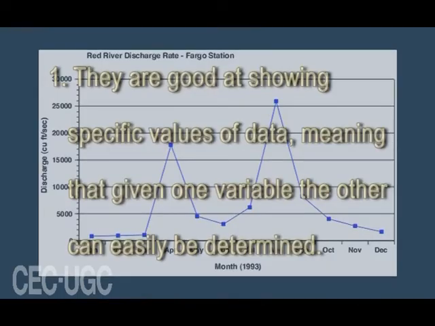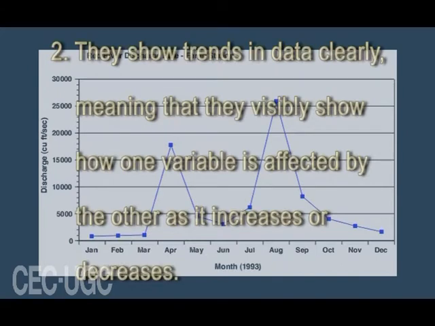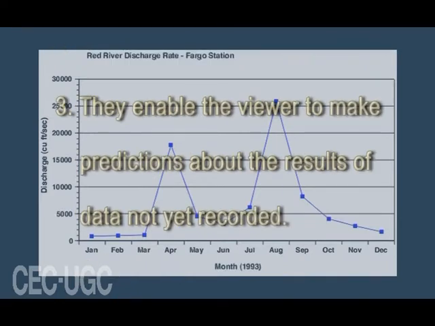Characteristic features. Each type of graph has characteristics that make it useful in certain situations. Some of the strengths of line graphs are that they are good at showing specific values of data, meaning that given one variable, the other can easily be determined. They show trends in data clearly, meaning that they visibly show how one variable is affected by the other as it increases or decreases. They enable the viewer to make predictions about the results of data not yet recorded.